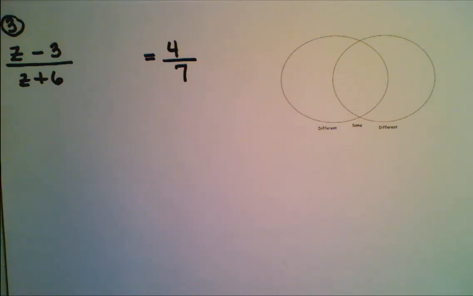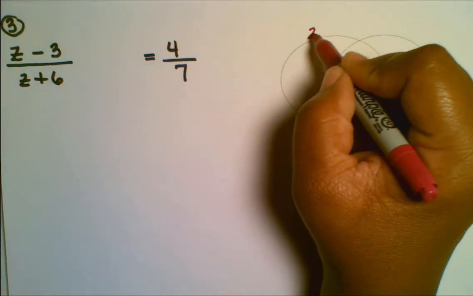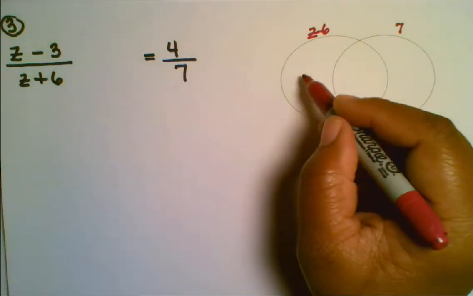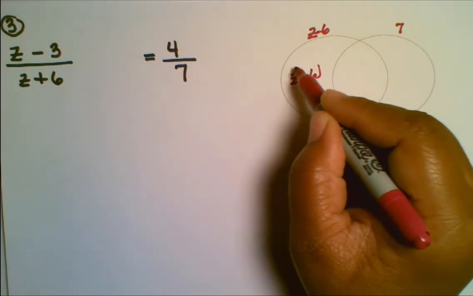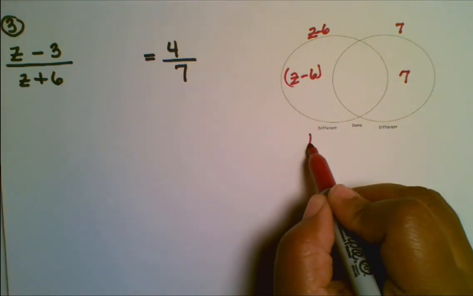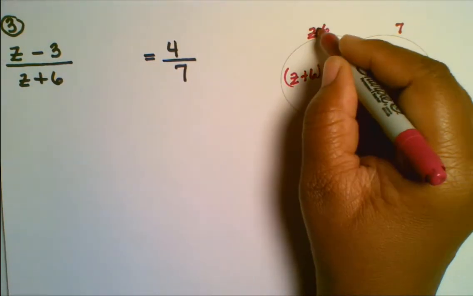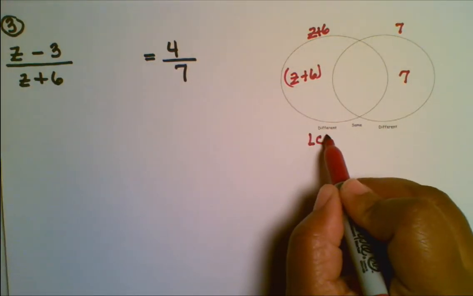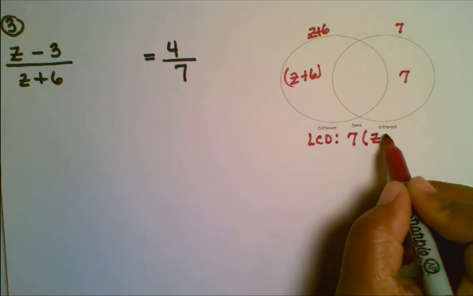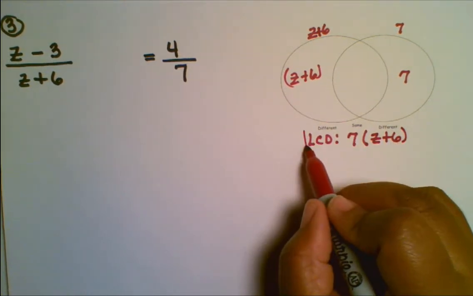Number 3, we have (z minus 3) over (z plus 6) equals 4 over 7. So we want to first find the LCD. We don't have anything that's the same, but we do have factors that are different. So our LCD, that should be plus. I put minus, sorry about that. So our LCD is going to be 7 times (z plus 6). That is our LCD.